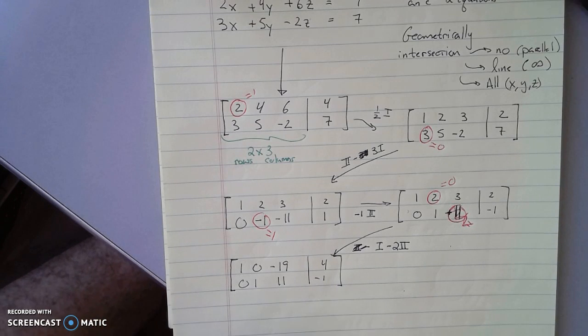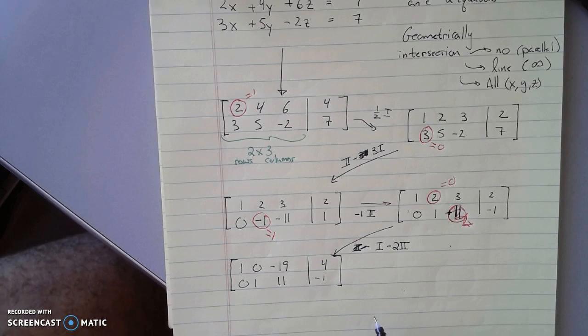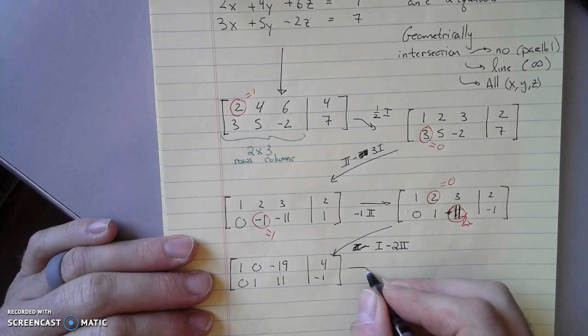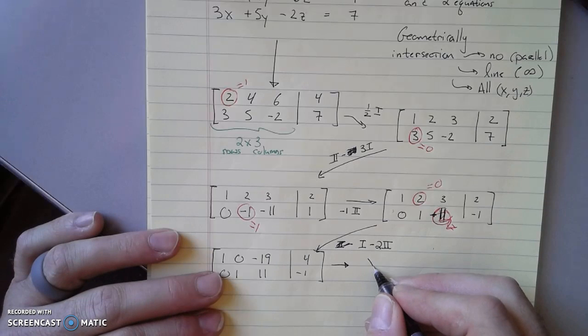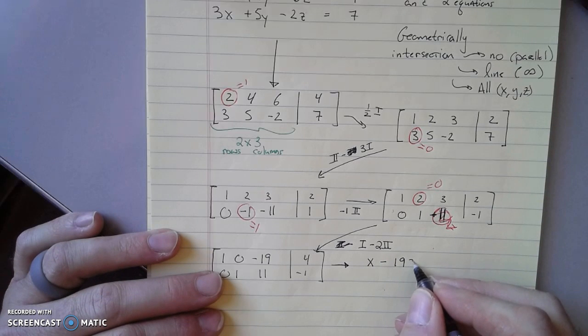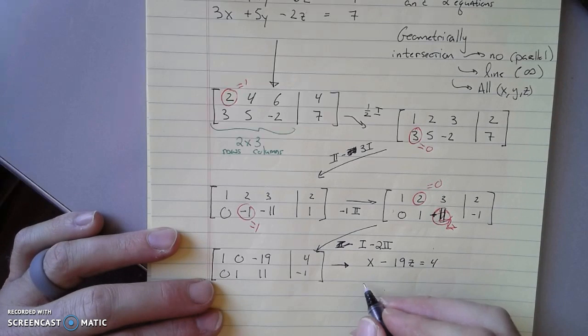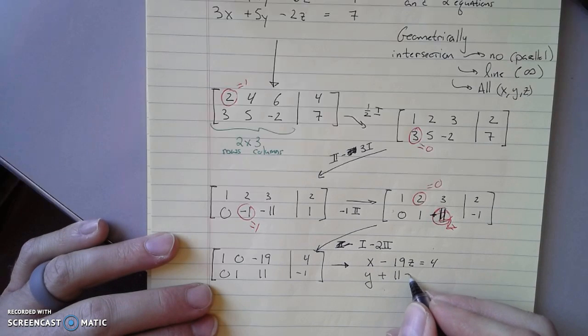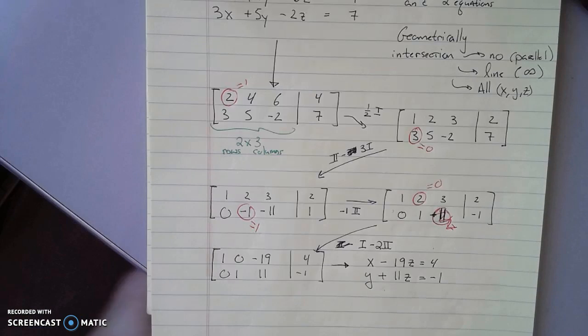Now, from here, it's a little trickier because we're not going to be able to make these equal to 0. That's what, in the problem we had before, we had a 0, 0, 1 in a 3 by 3 matrix, and that allowed us to pick off these numbers. We can't. We're kind of stuck. So let's pause and say, what does this thing equal? Well, it's x minus 19z equals 4. And there's a 0x, so it's y plus 11z equals minus 1.